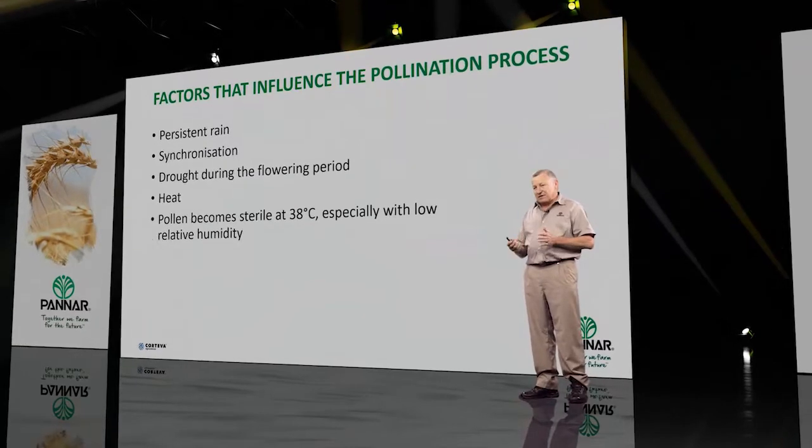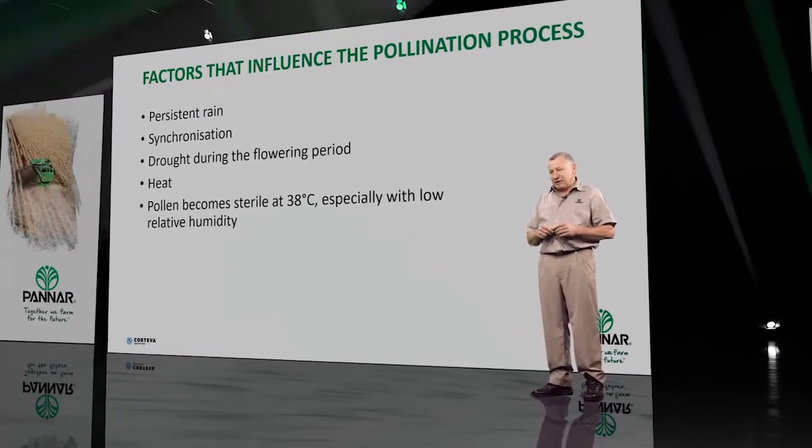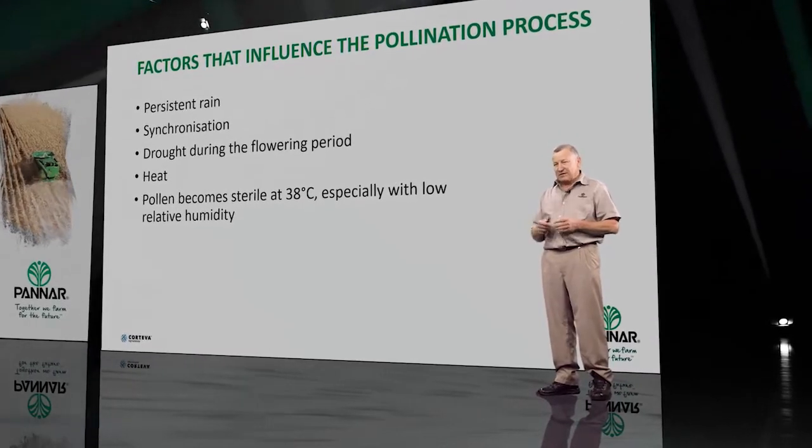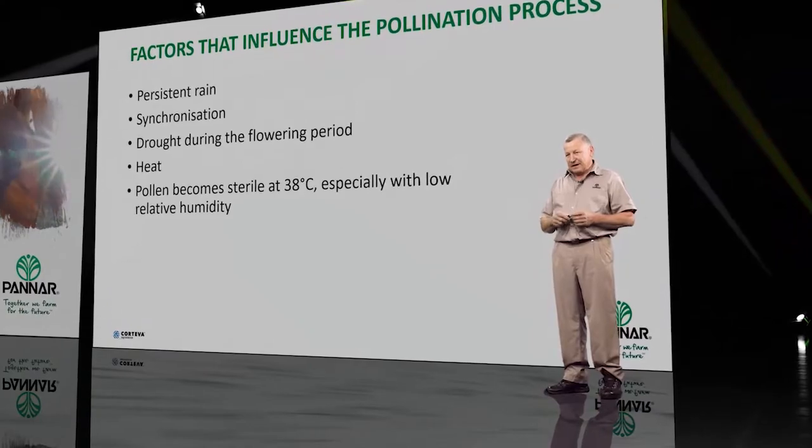Alright, then the factors that influence the pollination process. First of all, persistent rain for days, poor synchronization between pollen shedding and the silks, drought during the flowering period, and heat conditions. Bear in mind that pollen can become sterile at 38 degrees centigrade, especially with low relative humidities.